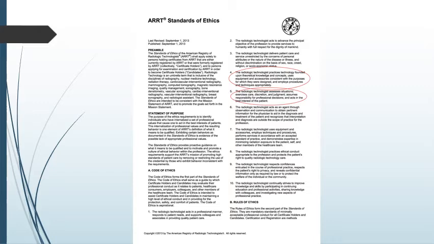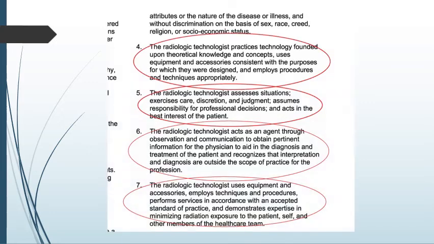Now, let's have a look at the American Registry of Radiologic Technology Standard of Ethics. So you have the full page of them there, and now we will zoom in to read them more closely. So these should look familiar, and number 4 is the radiologic technologist practices technology founded upon theoretical knowledge and concepts, uses equipment and accessories consistent with the purpose for which they were designed, and employs procedures and techniques appropriately. Number 5, the radiologic technologist assesses situations, exercises care, discretion, and judgment, assumes responsibility for professional decision, and acts in the best interest of the patient.